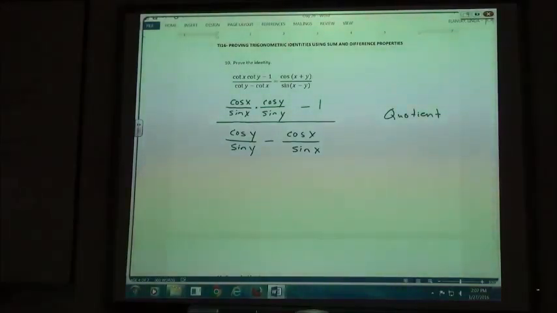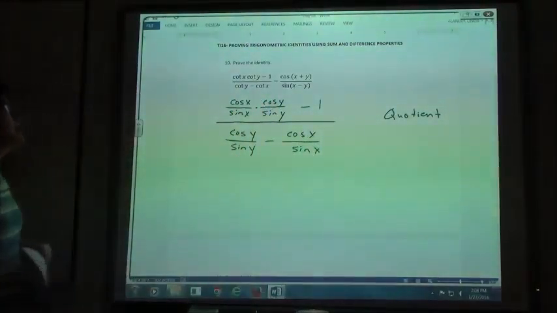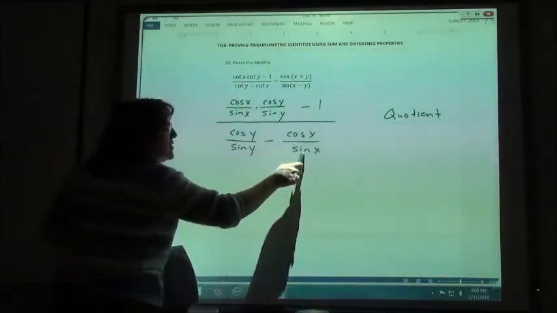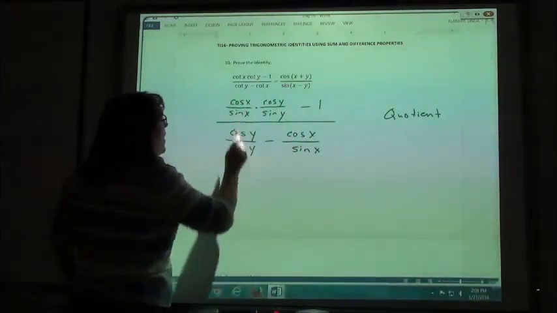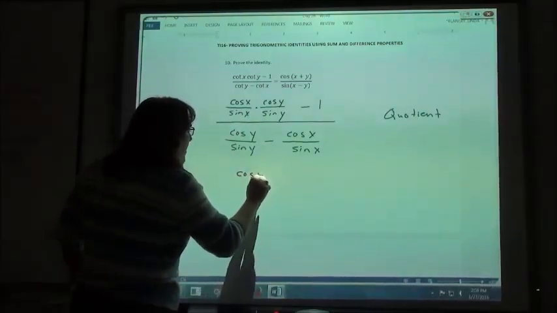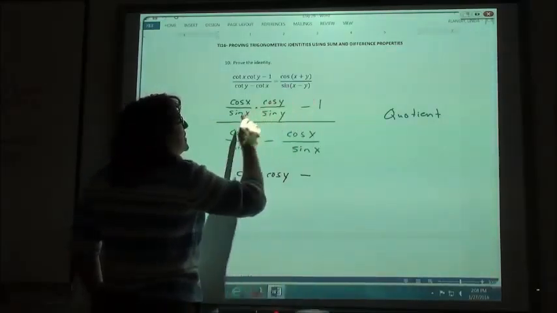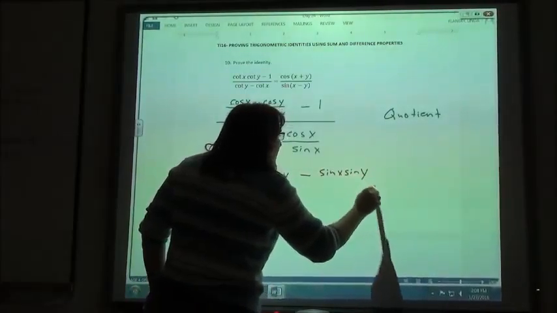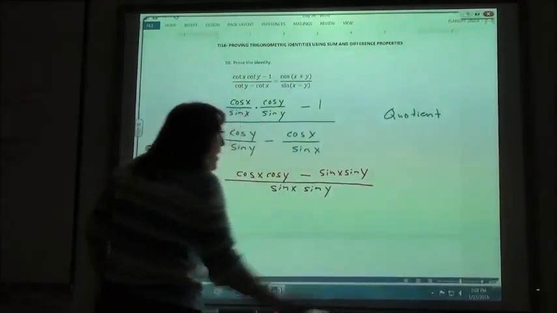The next step there, I want to basically make this into one fraction, this into one fraction by using my common denominator, sine of x, sine of y. Same thing here, sine of x, sine of y. So I'm just going to do some algebra. So in this case, I'm going to have cosine of x, cosine of y, minus, and I'm going to have to take this times the sine of x, sine of y. That's going to put that all over sine of x, sine of y.